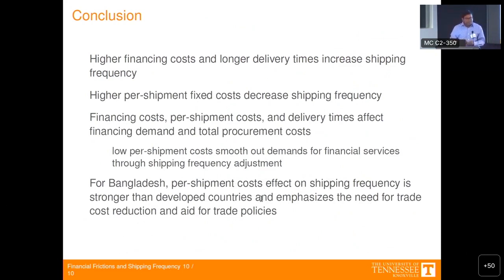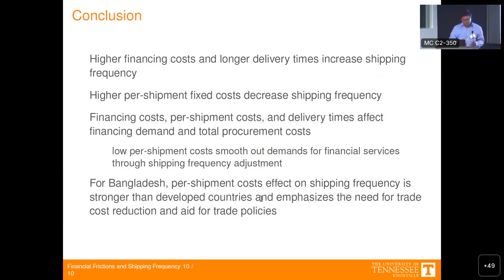So if I have this conclusion for Bangladesh, the policy aspect will be very important, because if we can somehow manage to lower this per shipment fixed cost in customs and other areas, then the financing demand will be low also, because you can make very many small shipments and you don't need that much working capital. So you can facilitate the firm in that way. So that's the policy impact.